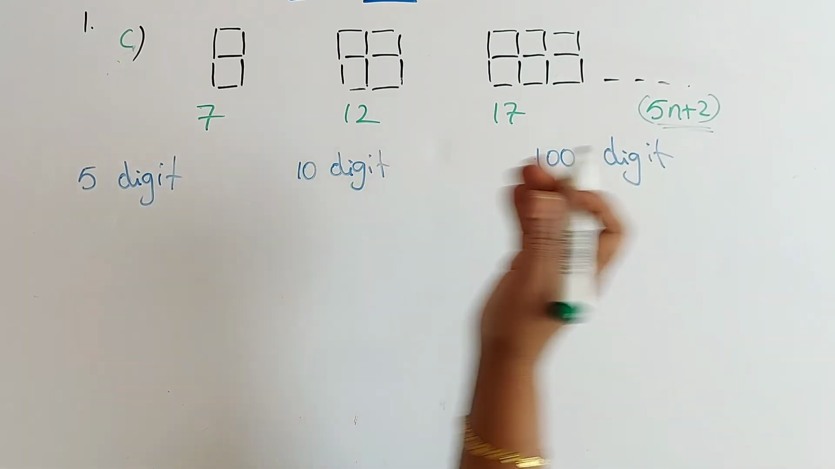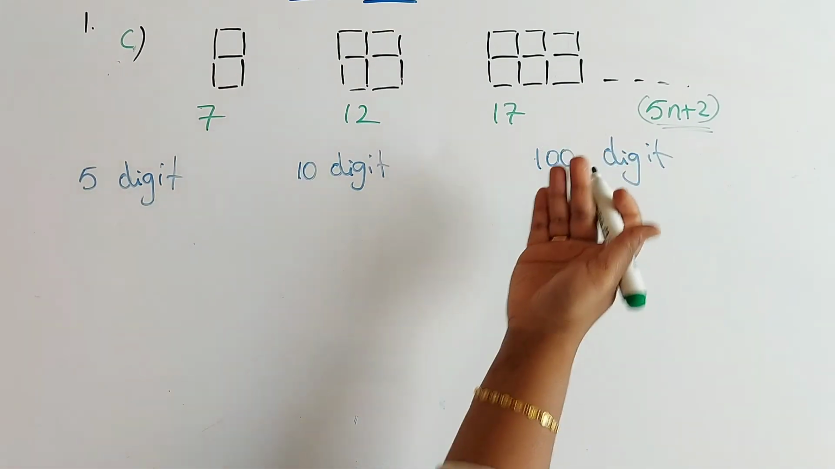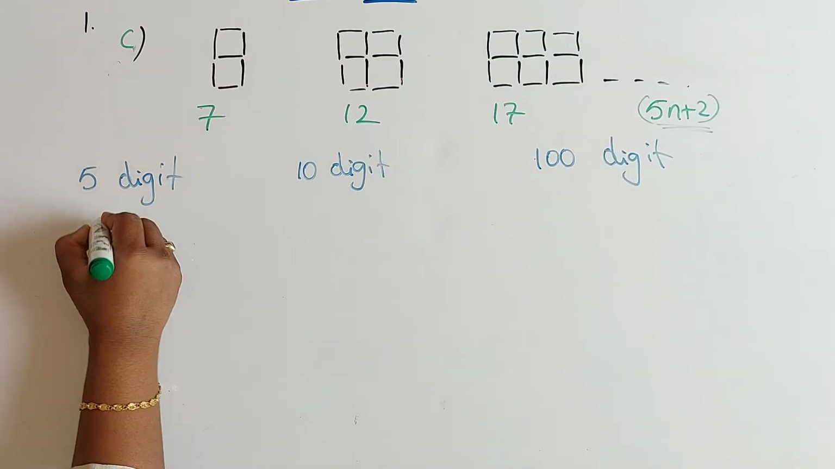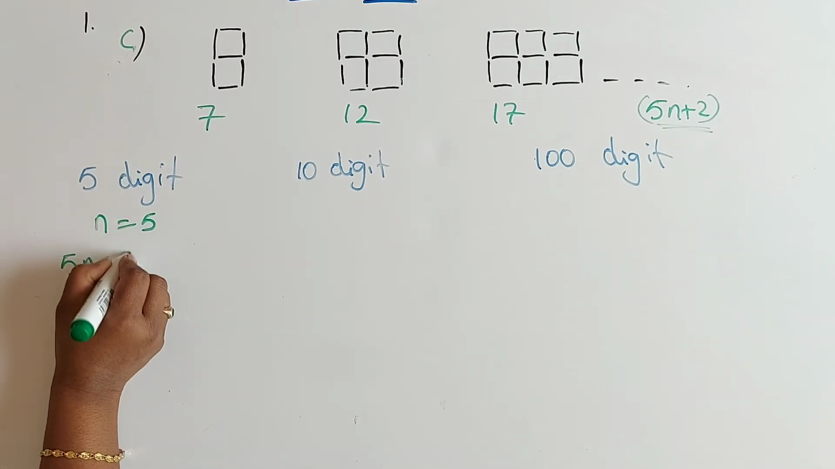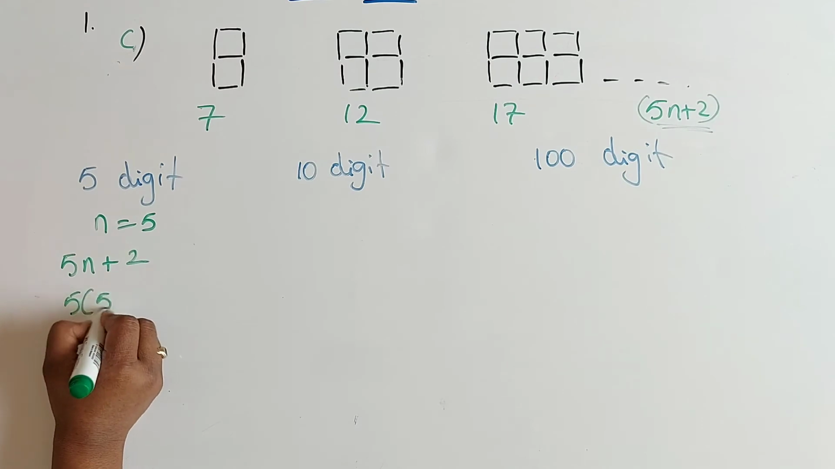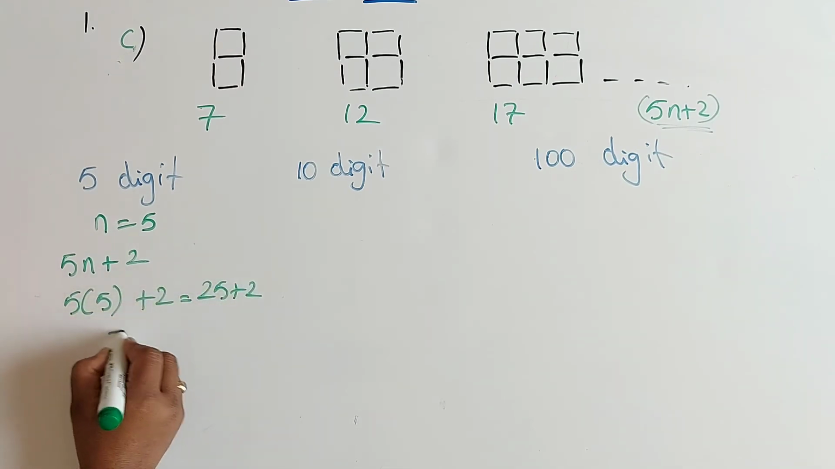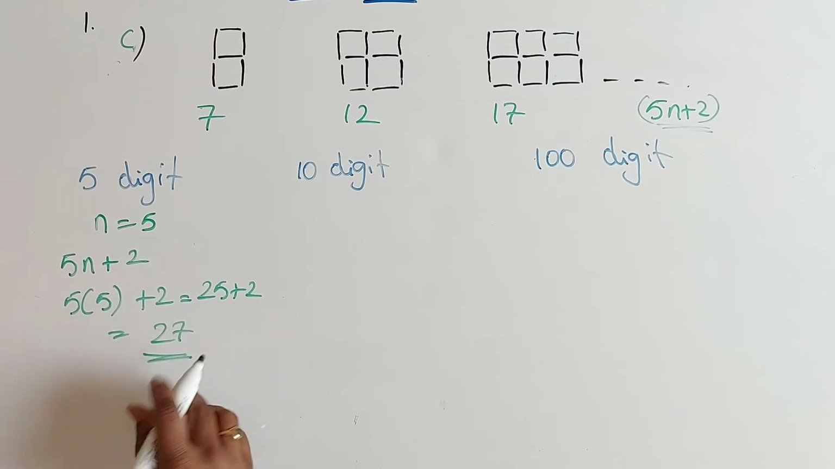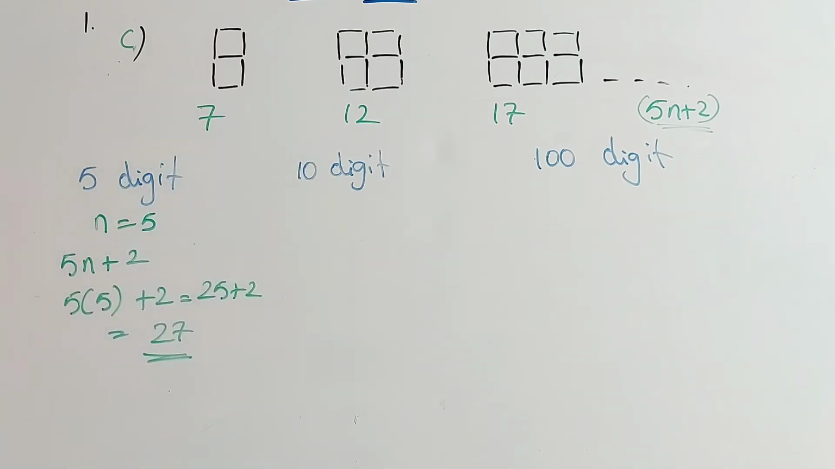Here they are asking to make 5 digit number, 10 digit number, 100 digit number. How many line segments do we want? So n equal to 5 here. Use the formula 5n plus 2. 5 of 5 plus 2, children. That means 5 5s are 25 plus 2. 27 line segments we have to use to make 5 digit of same kind.